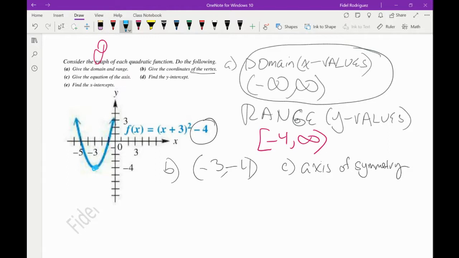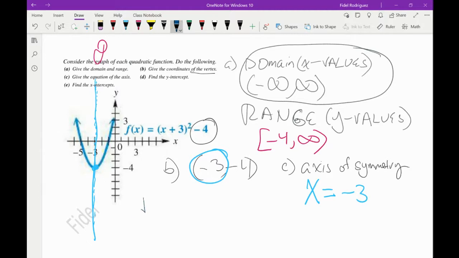Remember, here was our vertex. The vertex was right there. It's going to be that bottom point since my graph is opening up. The axis of symmetry is going to be the line that cuts this graph directly in half, right here. And that line is going to be x equals whatever the x value of my vertex is. So in this case, it's going to be x equals -3.